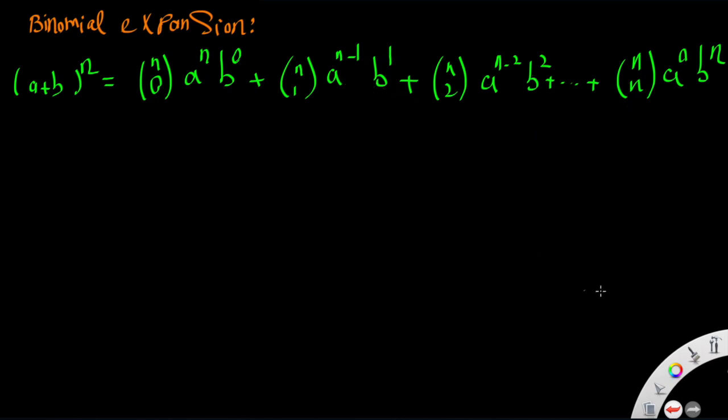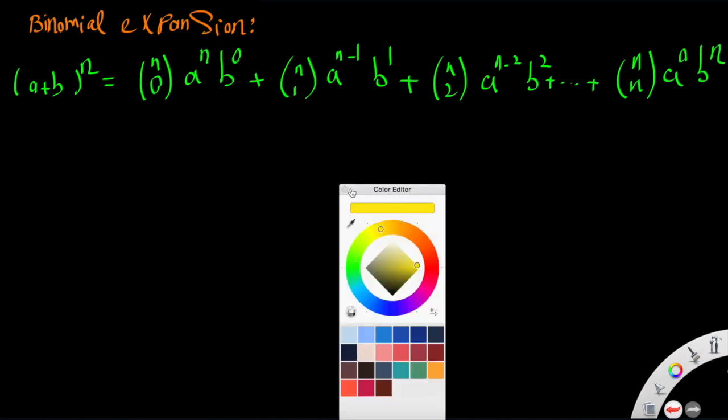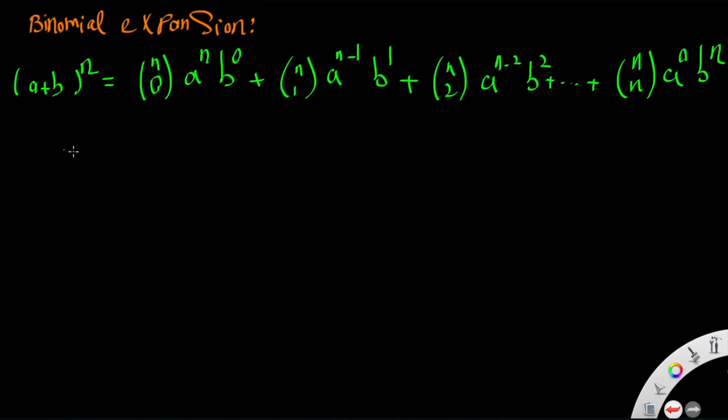Now, some points you need to know before going for some examples. First, combination of 0 and n is 1. And the second one, combination of n and n is also 1. Now, let's see an example.